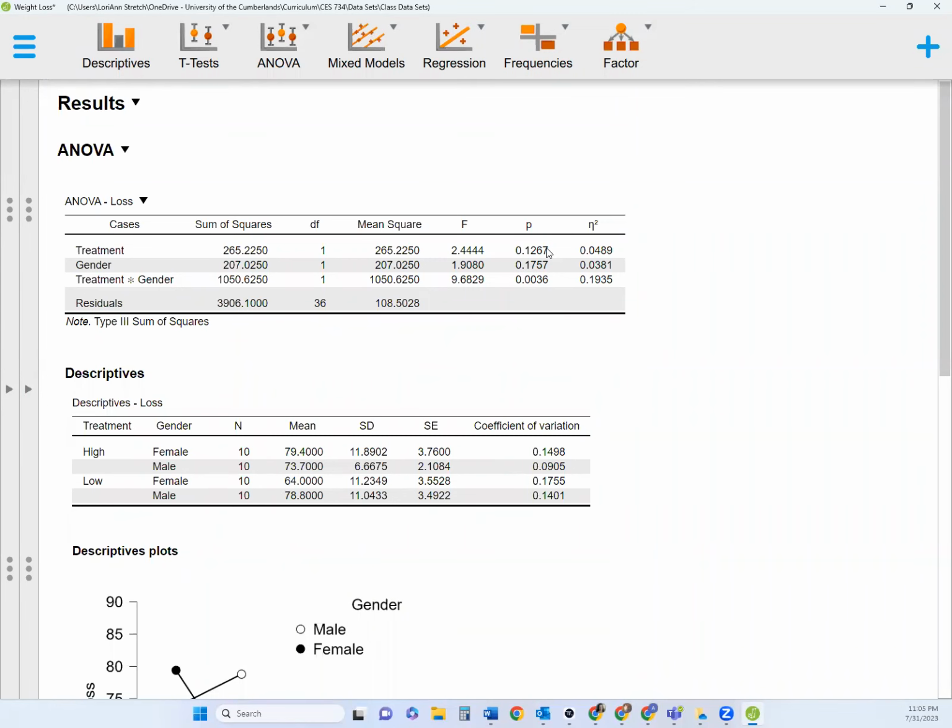So isn't it interesting? The main effect was not significant. Main effect 2 was not significant, but when I account for both those and I compare the different ways that can look, high male to low female and whatever, it's actually like 4 ways that that will look. I can see that that interaction is going to be significant.